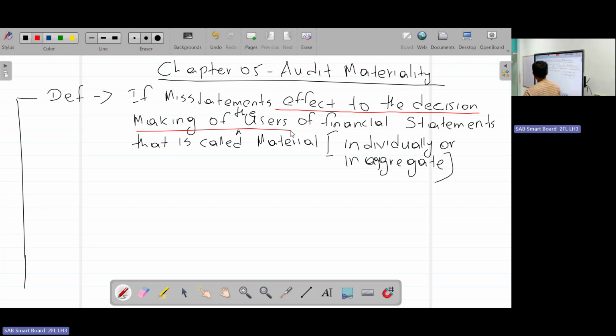If statements affect the decision making of users, if statements change the decisions of users, that is called material. Individually or in aggregate. A single amount or statement can change the decision, or some kind of certain amounts, an accumulated amount, also will change your decision. That's why we say individually or in aggregate.